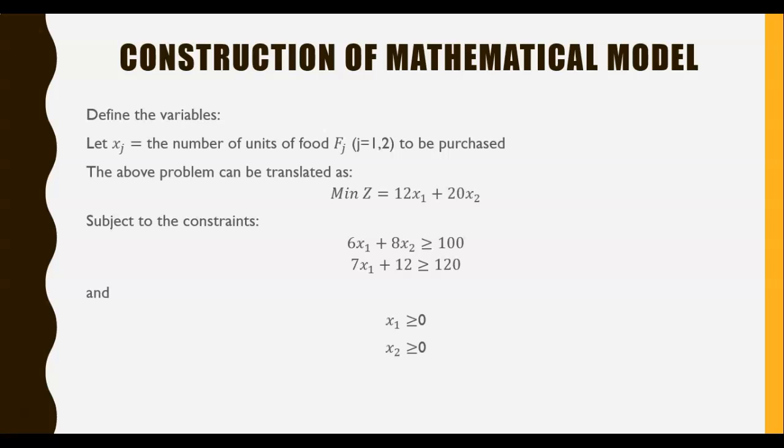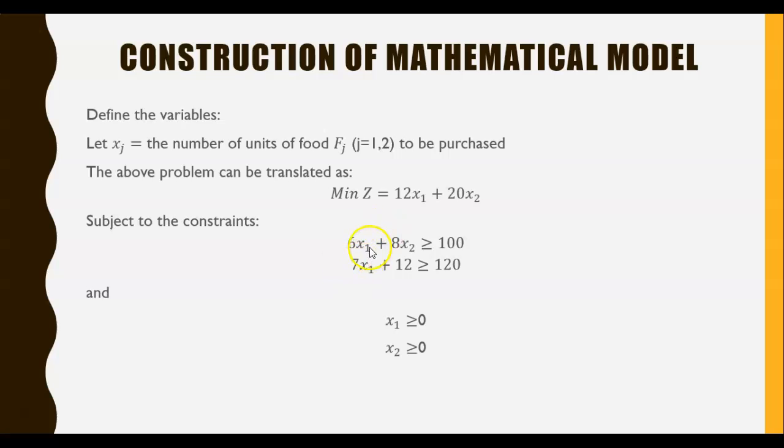Now what are the restrictions? The restrictions were that a minimum of 100 units of vitamin B1 one should take, and a minimum of 120 units of vitamin B2 one should take. So these are the minimum daily requirements. Then how do we get them? We get these two kinds of vitamins from two different foods. So food F1 contains 6 units of vitamin B1 and food F2 contains 8 units of vitamin B1.